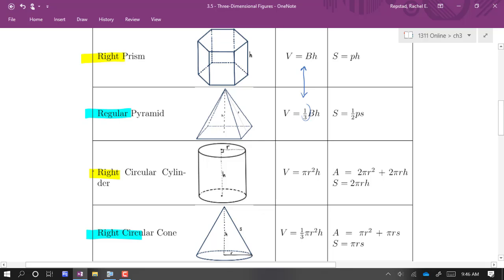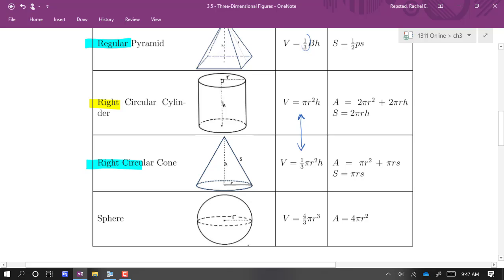The same thing happens if we compare the right circular cone with the right circular cylinder. Instead of raising it up to a uniform height, like with a flat top, I'm raising it to a single point, and these volume formulas compare in that way. The cone is 1/3 of the volume of the cylinder that has the same height.